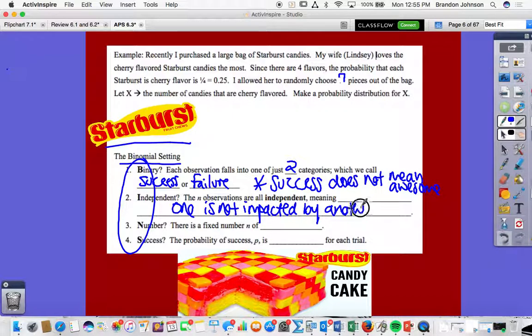Oh man, this is where it gets really good. Question, is this binary, what we just did, this experiment? Yes, it is. The success of selecting Mr. Washington's favorite red Starburst compared to not selecting that, right? That's binary, success versus failure. However, question, is this independent?